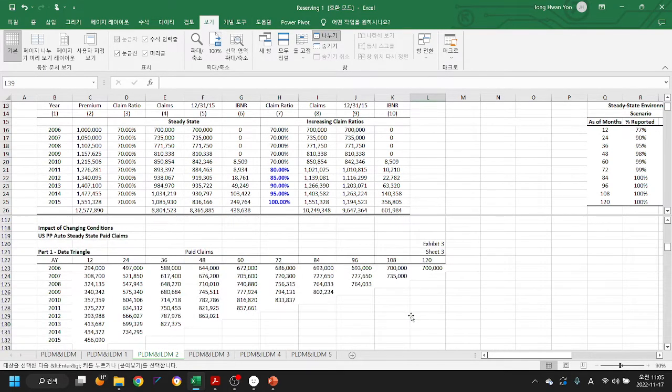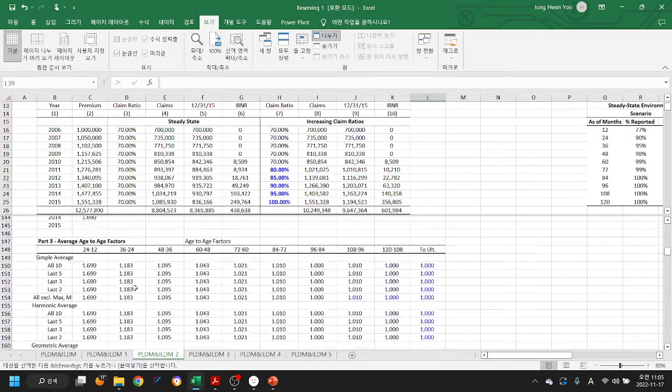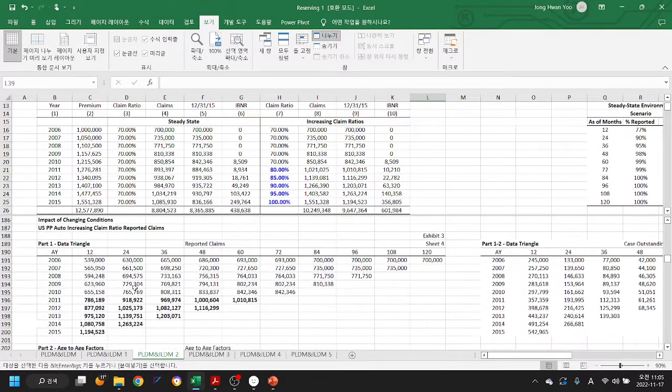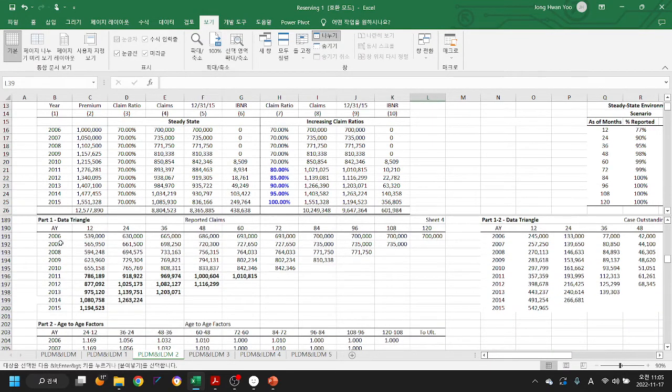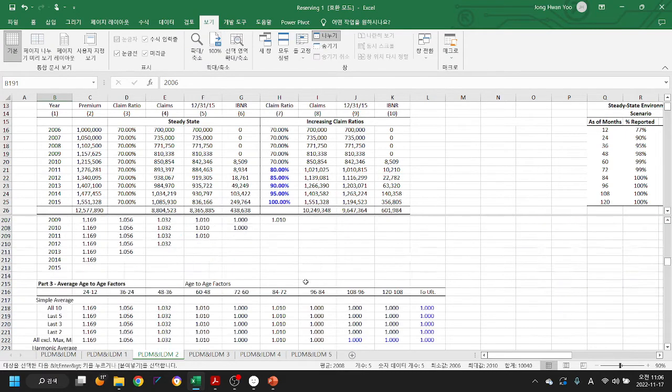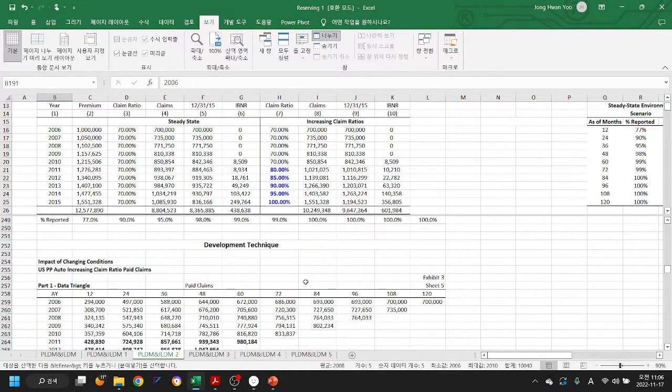here. Oh, so steady state paid claims. Here, the increasing claim ratio. So down to 2010, the reported claim amount is the same. But starting from 2011 to 2015, because of the bigger loss ratio, the claim ratio is going to produce much bigger reported loss amount and paid loss.